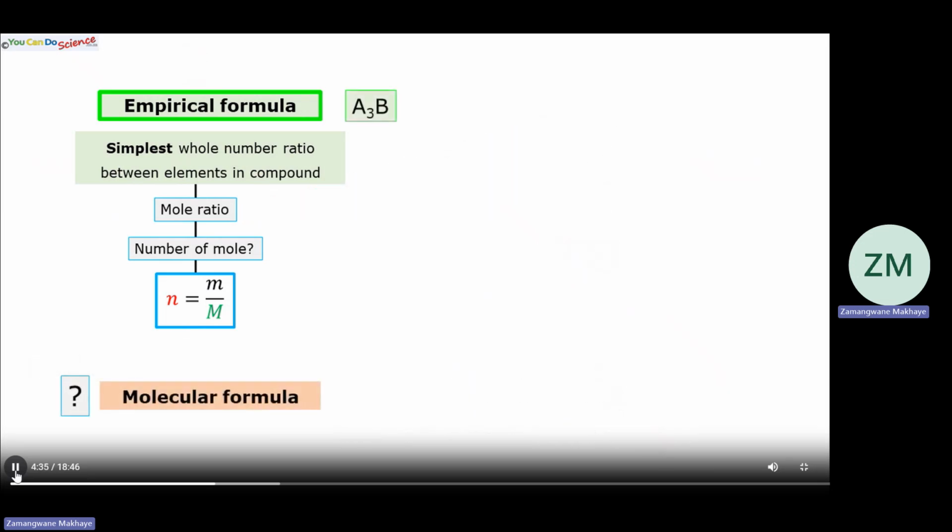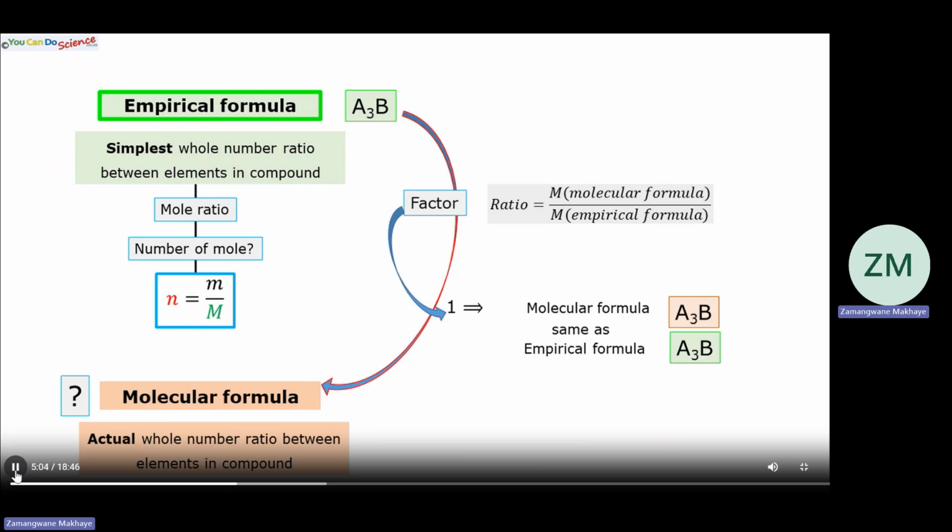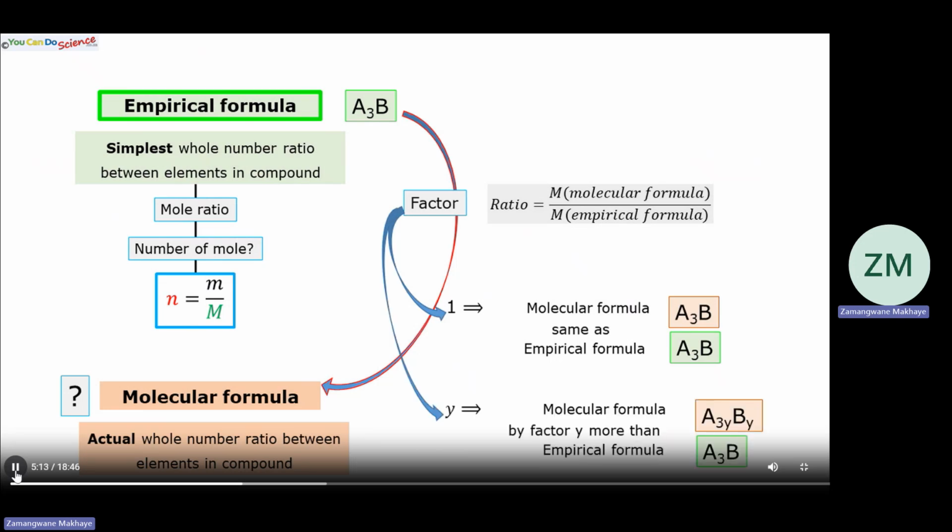To determine the molecular formula, in other words, the actual whole number ratio between the elements in a compound, we must know with what factor the empirical formula must be multiplied to give you the molecular formula. This factor is determined as the ratio of the molar mass of the molecular formula to the molar mass of the empirical formula. If the ratio is 1, the molecular and empirical formulae are the same. If the ratio is Y, then the molecular formula will be Y times more for each atom in the empirical formula.